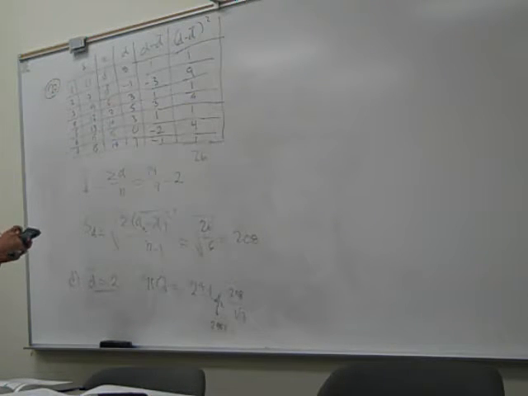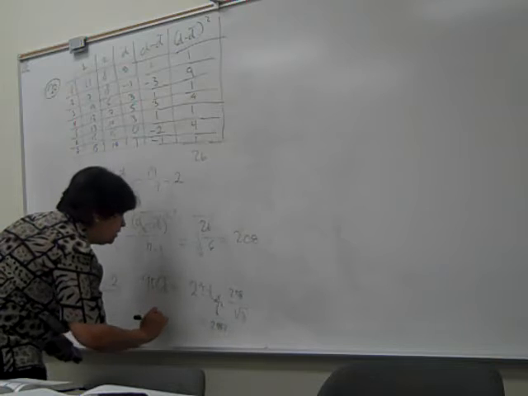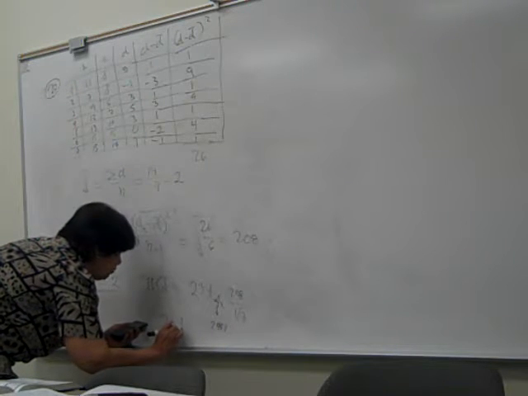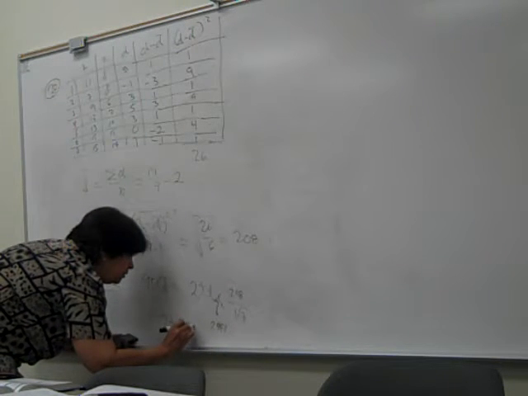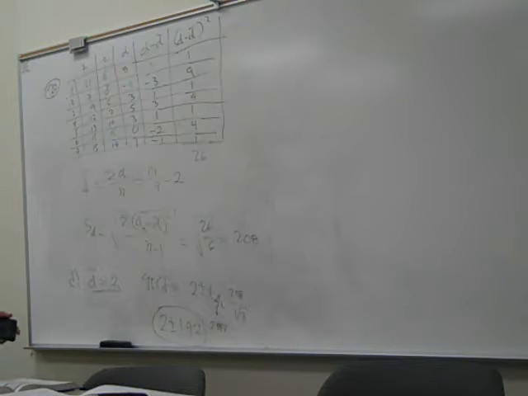So the confidence interval is what? 2.08 over the square root of 7 times 2.447. So the confidence interval is 2 plus or minus 1.92. This is my 95% confidence level, and that's it.